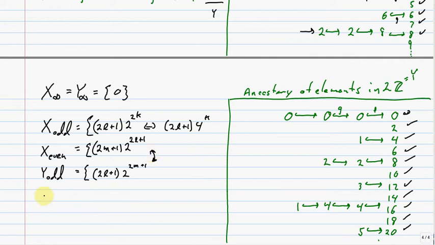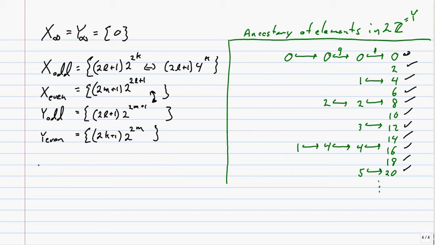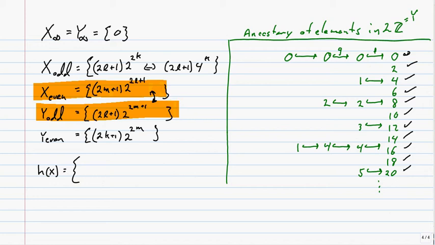And then Y even is, let's see which ones are even, those that are odd numbers times a power of 4. Oops. Odd numbers times a power of 4, so 2k plus 1 times 2 to the 2m, whatever. And now, how does h of x work? Well, h of x is a bijection, and you can clearly see in this example, which you may think is a misleading example, the relationship between X even and Y odd, right? And X odd and Y even.